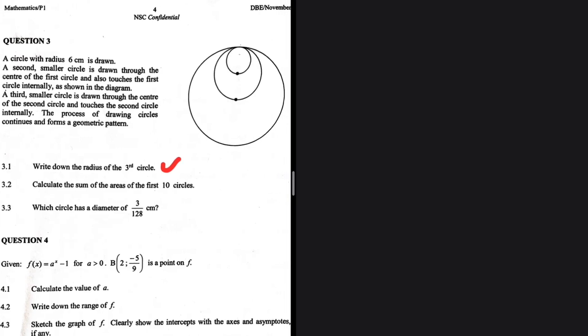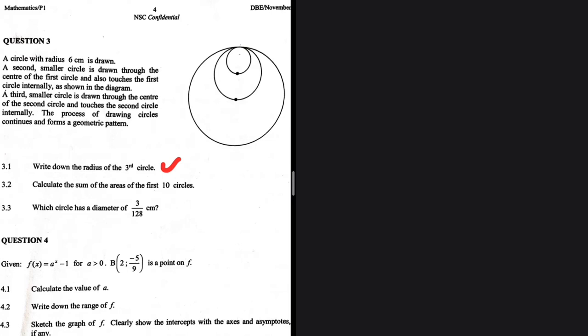But nevertheless, let's take a look at 3.1. Write down the radius of the third circle. Let's take a look at the information that we have. A circle with radius 6 centimeter is drawn. A second smaller circle is drawn through the center of the first circle and also touches the first circle internally, as shown in the diagram. A third smaller circle is drawn through the center of the second circle and touches the second circle internally. The process of drawing circles continues and forms a geometric pattern.